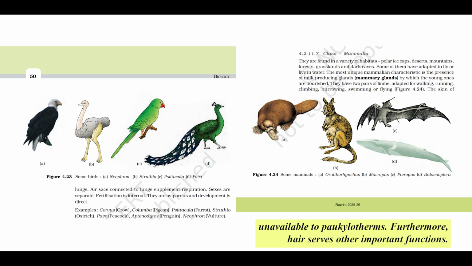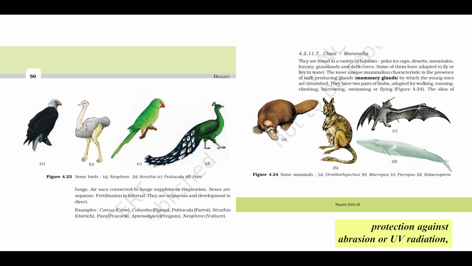Furthermore, hair serves other important functions: camouflage, matching surroundings, sensory input like whiskers or vibrissae, which are highly sensitive tactile hairs, physical protection against abrasion or UV radiation, and even social signaling, like raising hackles. So hair for temperature control, sensing, protection. Exactly.